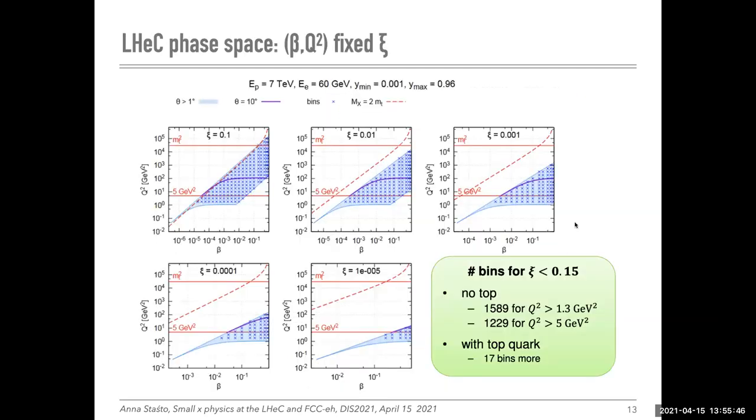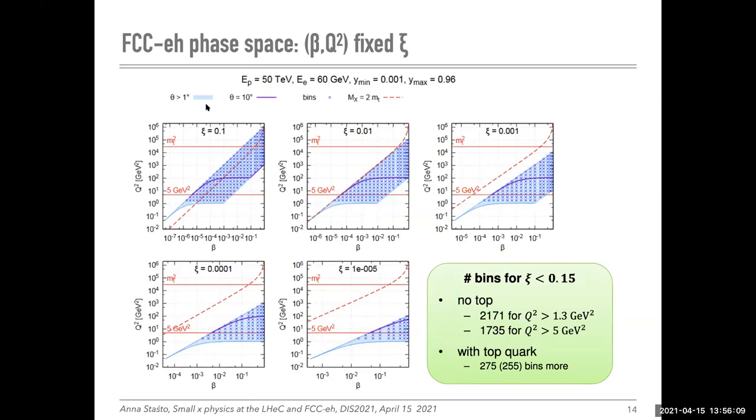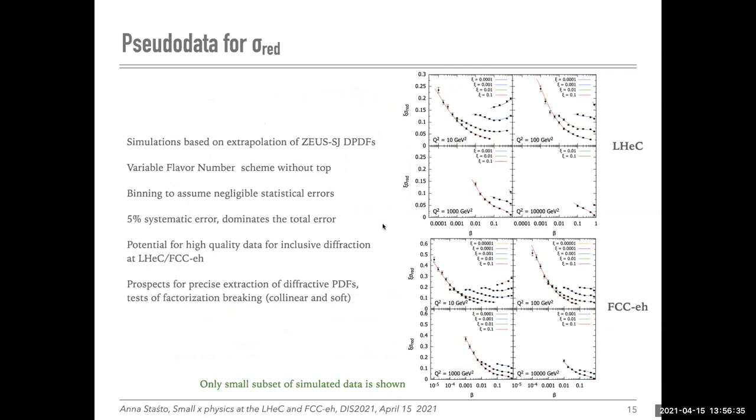So this is the LHeC phase space in beta and Q square for fixed xi, so a bit more differential, where you see quite a large range in beta and Q square for fixed xi, which is the momentum fraction of the Pomeron with respect to the hadron. Interestingly, if you go to even higher energies for FCC, you can see that there are new states, like t t-bar production in the diffractive states. So everything that is above this dashed line is t t-bar threshold, a diffractive t t-bar, which is also very interesting.